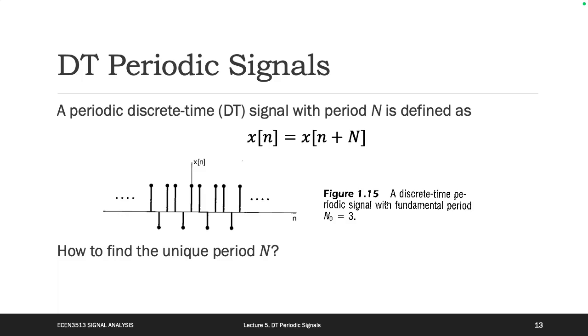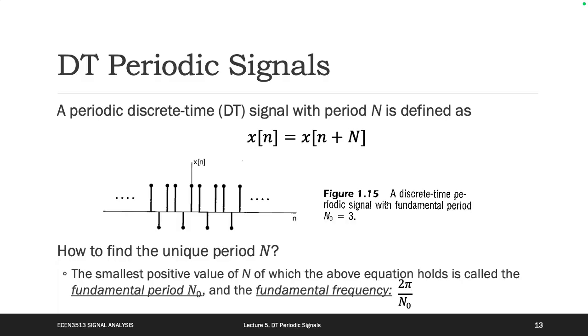But for some complex signals, how can we find the unique period? First let's define what the unique period N is. Usually, like the CT, the smallest positive value of capital N for which the above equation holds is called the fundamental period N0, and the fundamental frequency can be defined as 2 pi over N0. We need to find the smallest positive value. It's similar to CT signals. That makes sense to you? So we should find the smallest positive value of N.